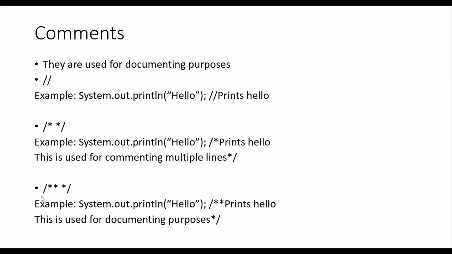The third comment is slash, asterisk, asterisk, asterisk and slash. This type of comment is the same as the previous one, except this is used for very big chunks of code. This is used for documenting purposes and for documenting parts of code that are very long. So the second and the third comments are pretty similar. It's just that the third one is used for bigger chunks of code.